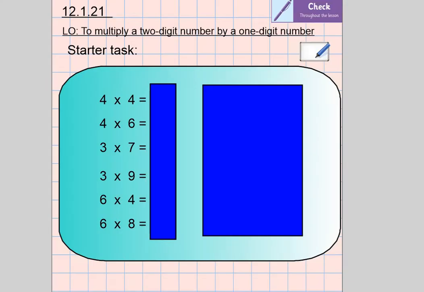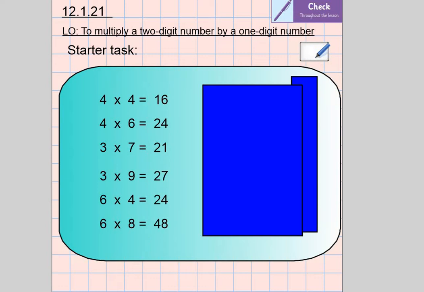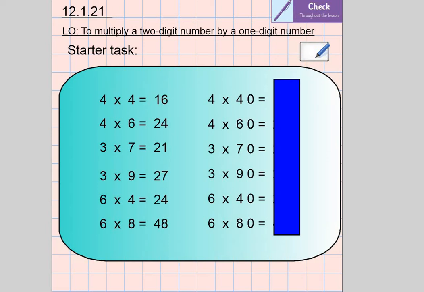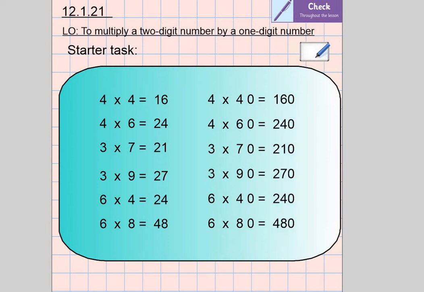For your starter, can you have a go at working out these multiplication calculations? Jot them down and then come back for the answers. Mark your work. How did you do? Well done. Can you use the answers to the calculations you've just done to work out the new set? Jot them down and come back to me. How did you do? Did you spot that they were 10 times bigger?